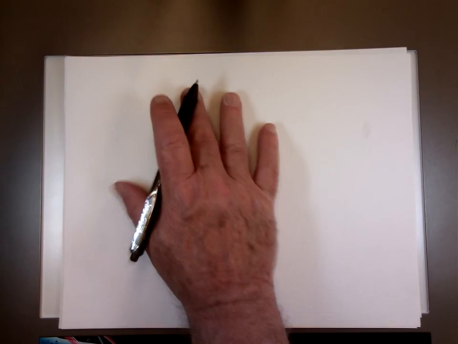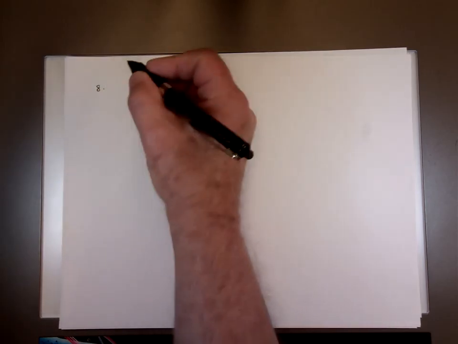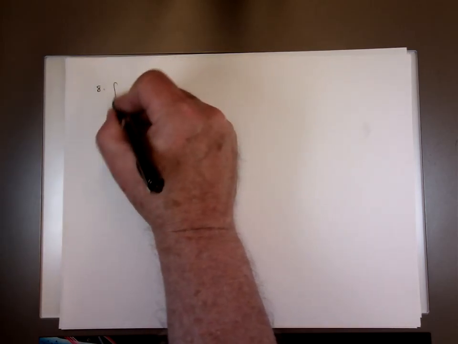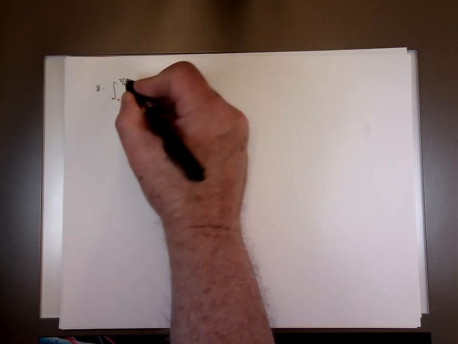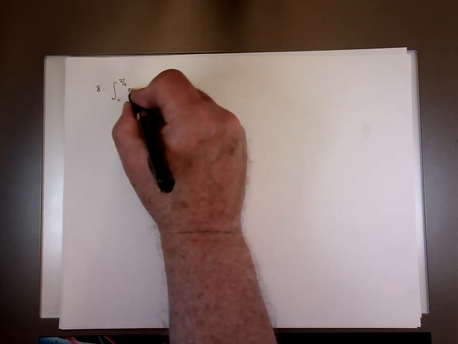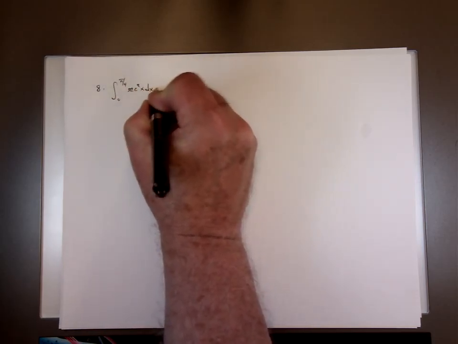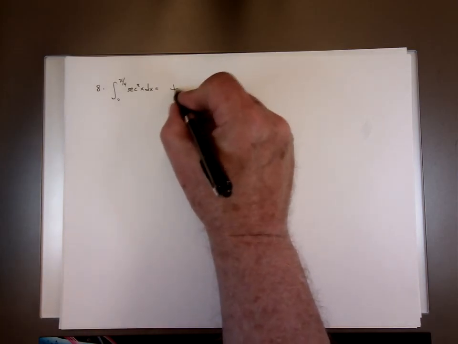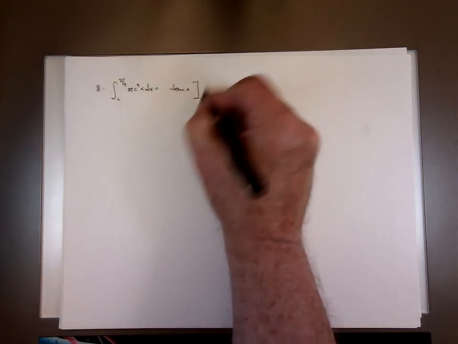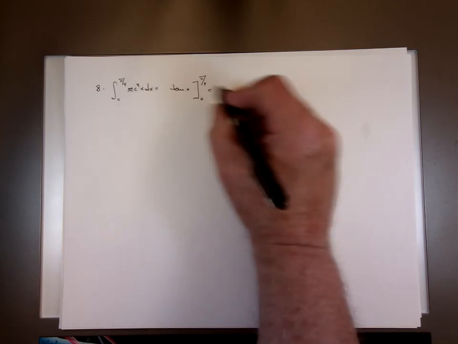8. The integral from 0 to pi over 4, secant squared. Integral of secant squared is tangent. Tangent of pi over 4 is 1.